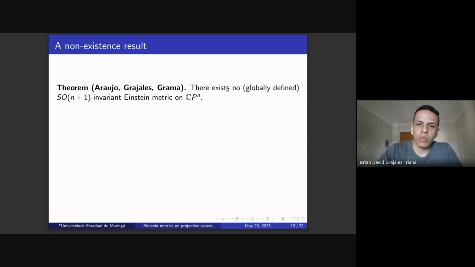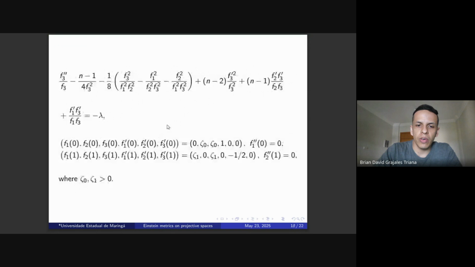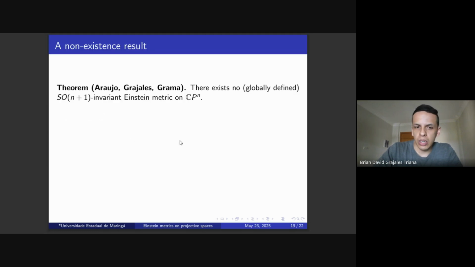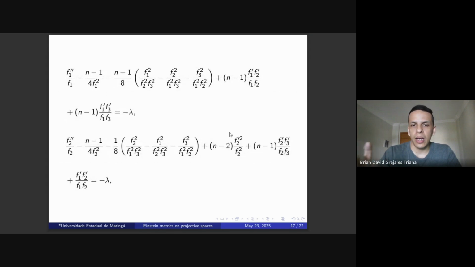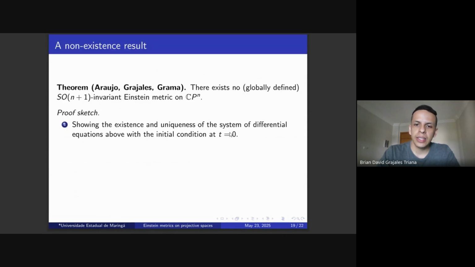And basically what we are saying here is that this system of ODEs with these boundary conditions has no global solution. To do that, I'm going to give a sketch of the proof. The thing is that, as we say, we can guarantee the local existence for the system of differential equations with the initial condition at t equals 0. And if you make a change of variables, you can prove that the solution is also unique. So you have existence and uniqueness of the equations above with the initial condition at t equals 0.